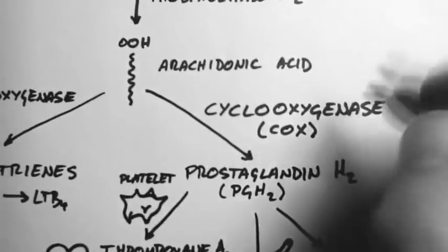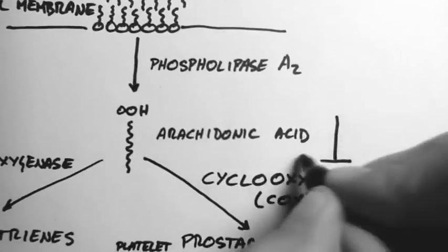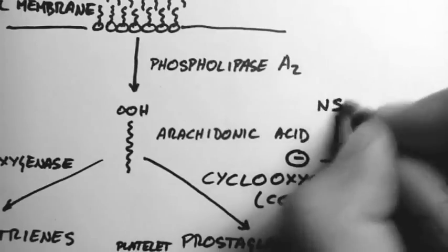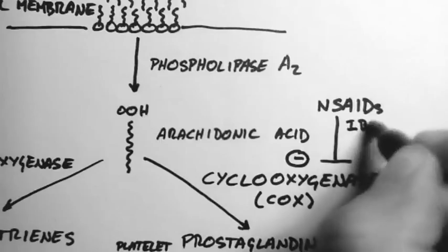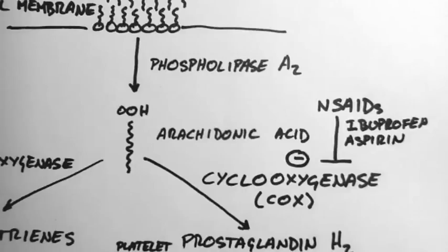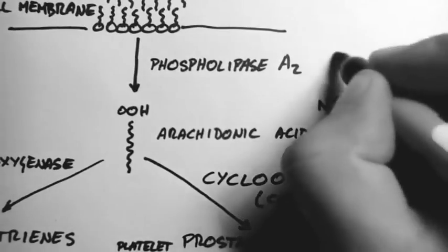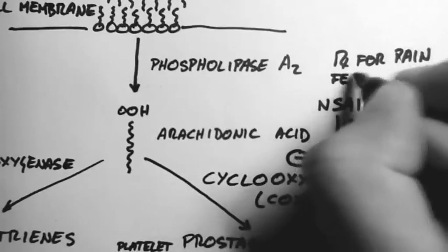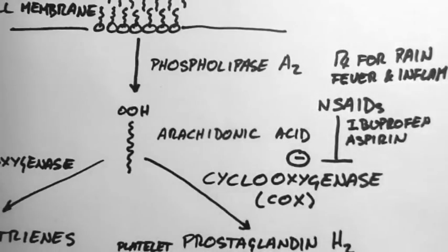Now a very important class of drugs that acts at this cyclooxygenase is a class of drugs known as the NSAIDs, or the non-steroidal anti-inflammatory drugs, and ibuprofen and aspirin are examples of these NSAIDs. These are used as a treatment for pain, fever, and inflammation, which makes sense because they block the production of prostaglandins.